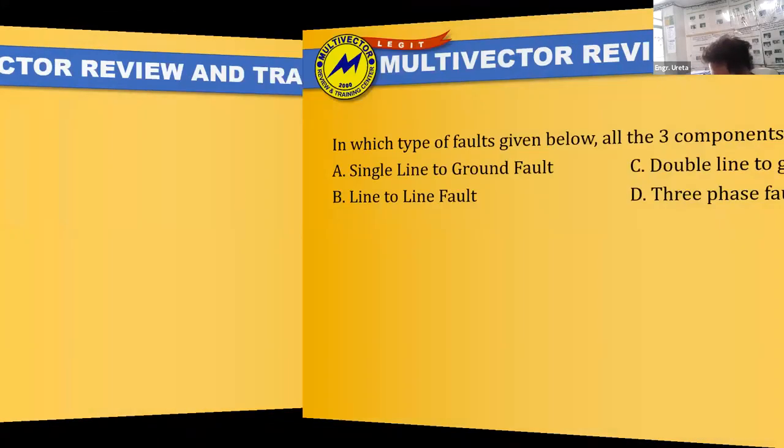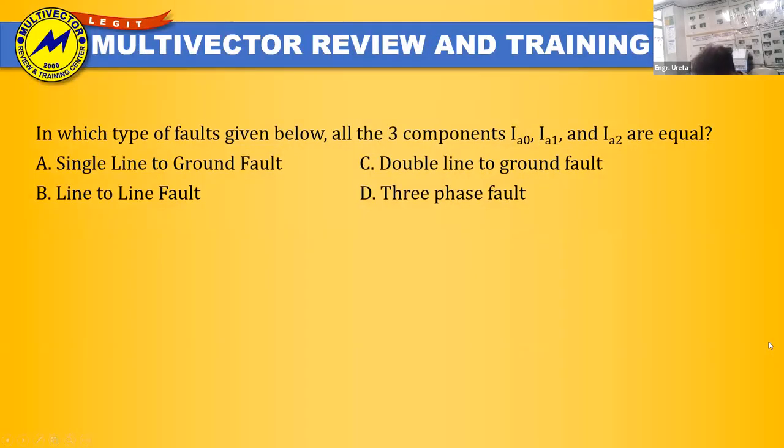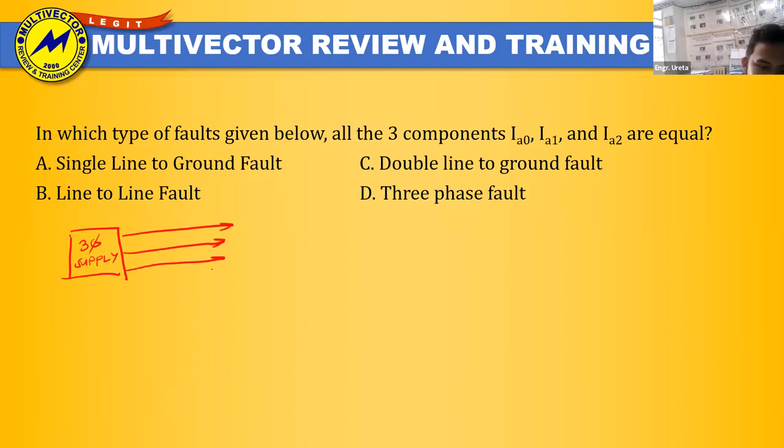Okay, problem number 50. Sabi sa problem number 50, in which type of faults given below are all three components IA0, IA1, and IA2 equal? Okay, so for a SLG or single line to ground fault, quick lang ha. So three-phase supply, ito yung tatlong line natin, IA, IB, and IC.